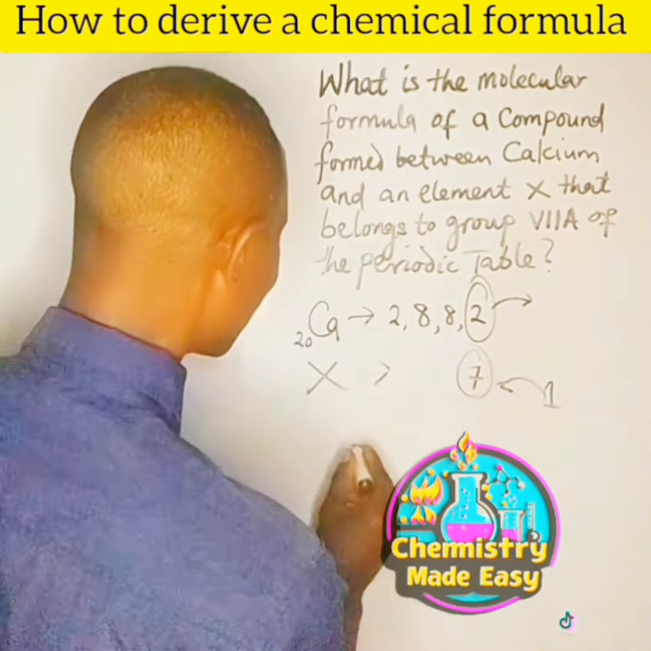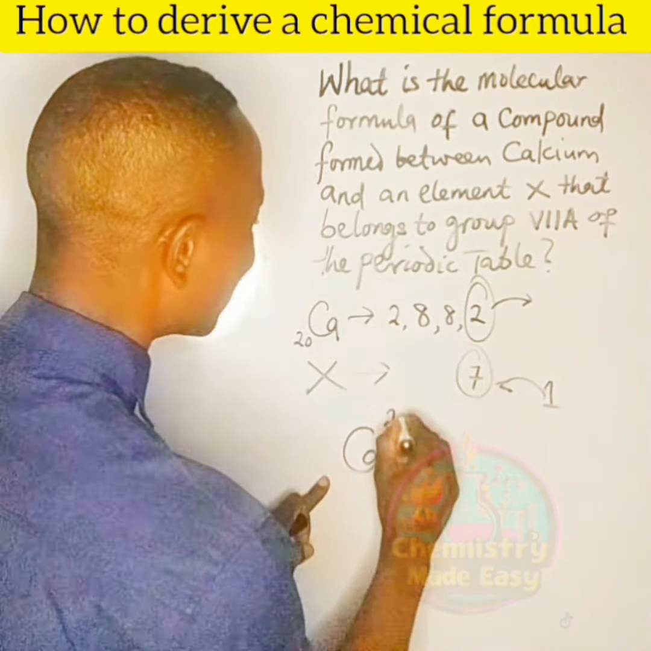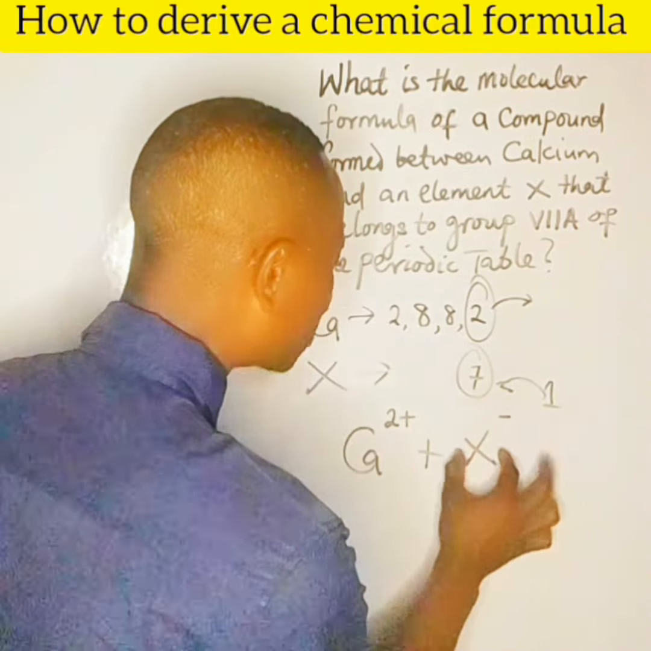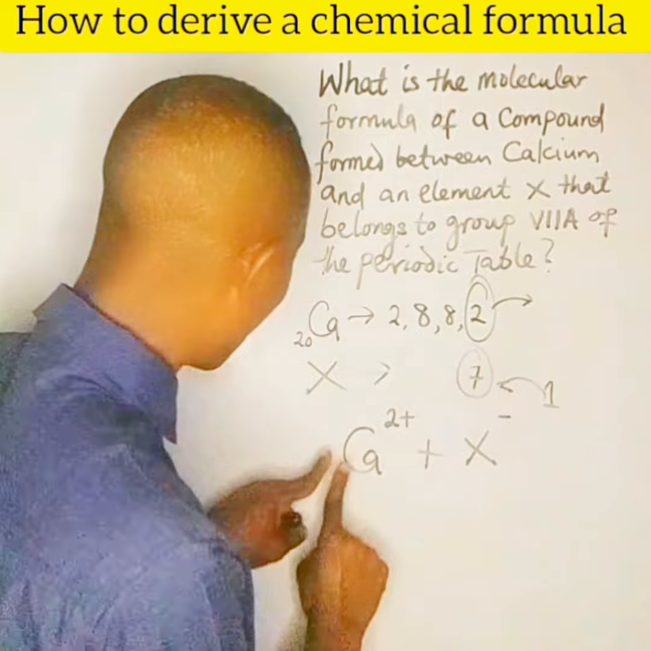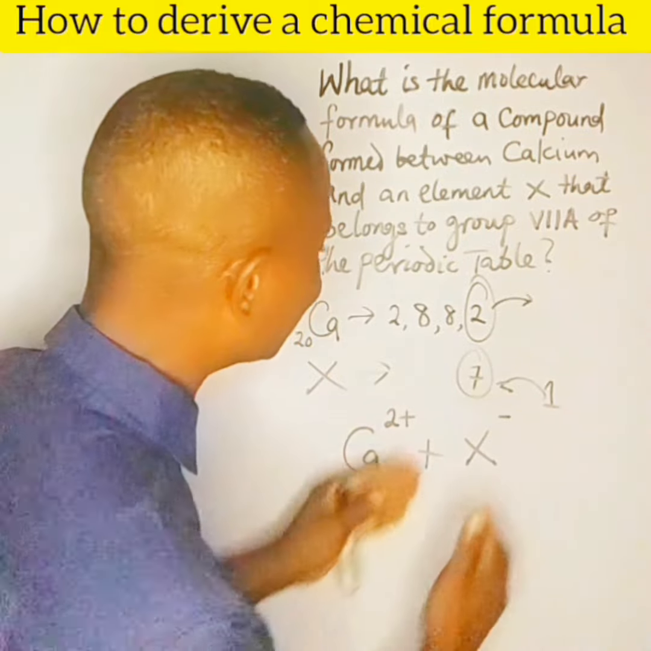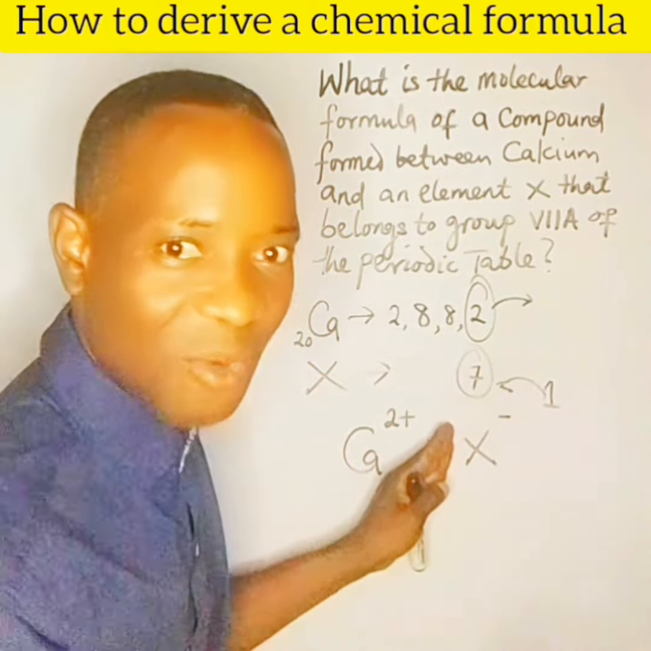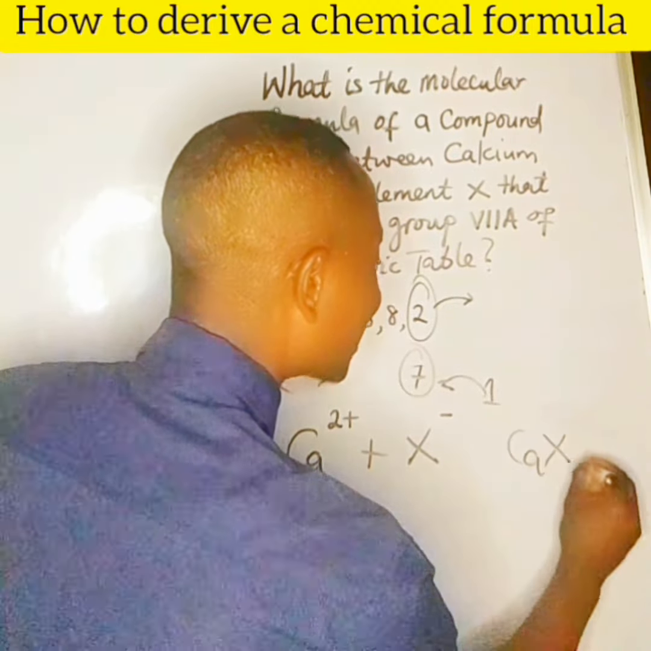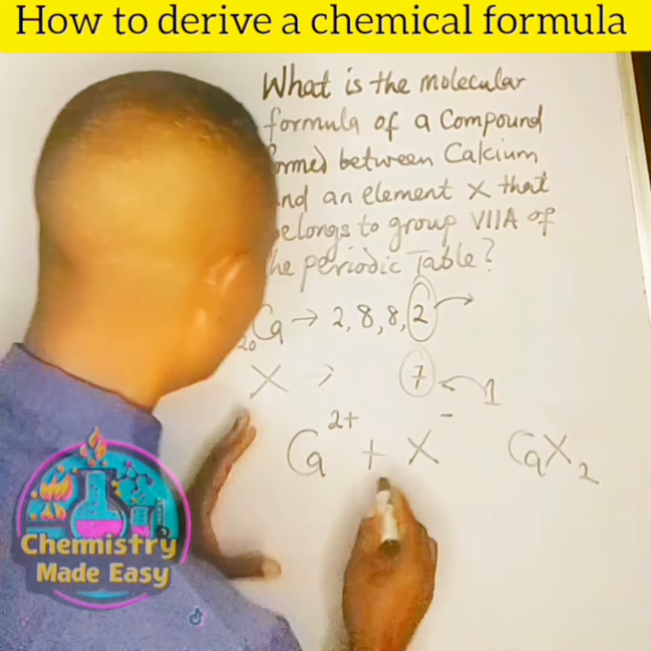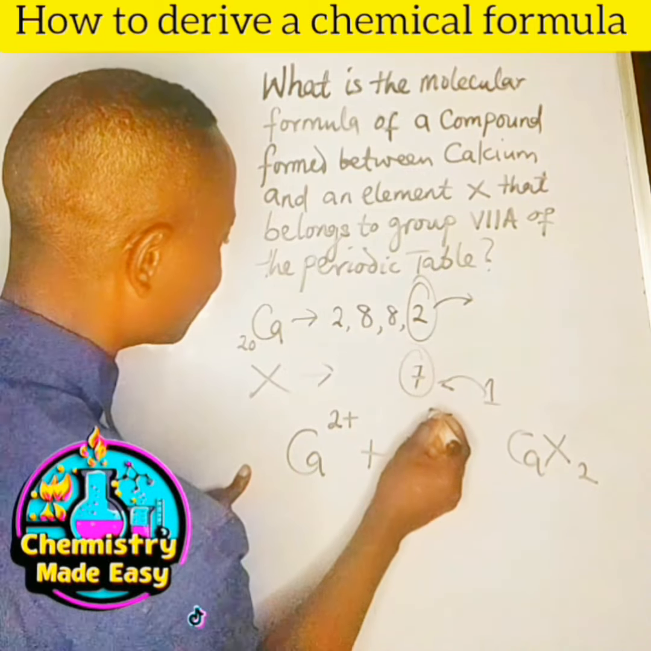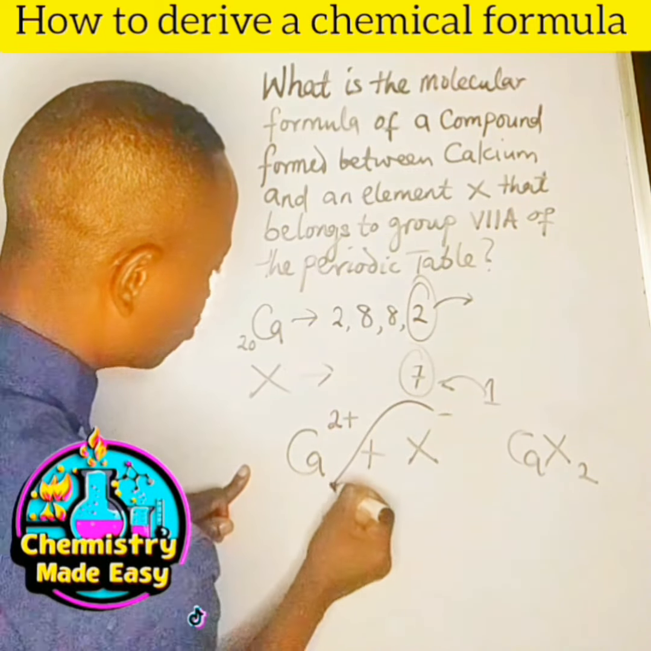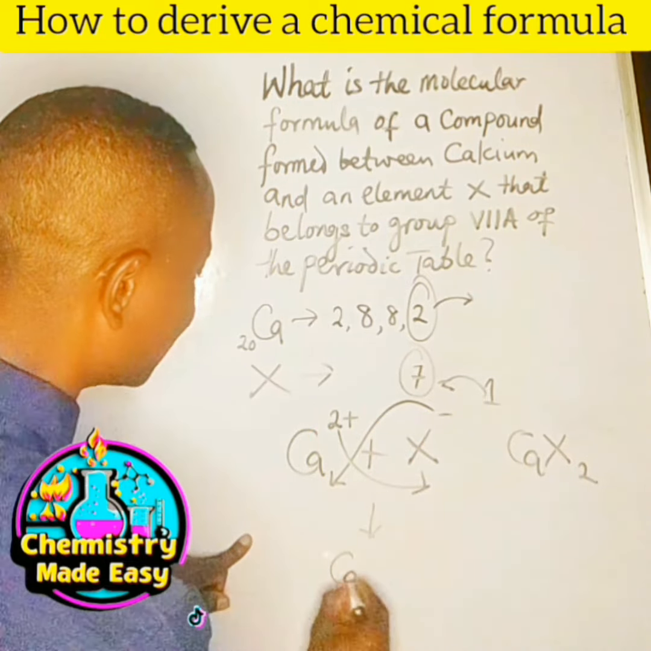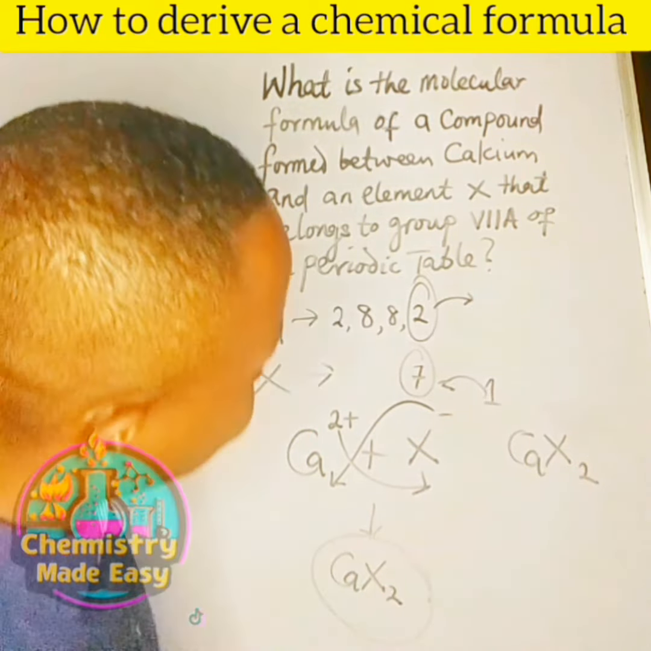1 electron. So if calcium is losing 2 electrons and X needs 1 electron, if one atom of X accepts 1 electron and one atom of calcium is giving 2, it means 2 atoms of X are required to accept the 2, meaning that the compound should be CaX2. If you can't see it like this, then you exchange the valency. Bring this one here, bring it to calcium, and this 2 here, bring it to X, and the compound will be CaX2. That is the compound formed.